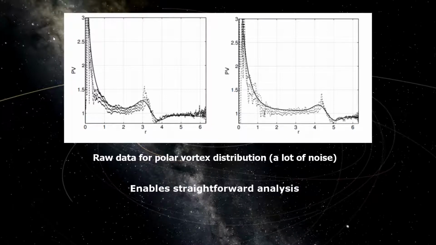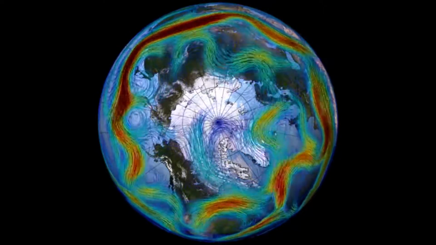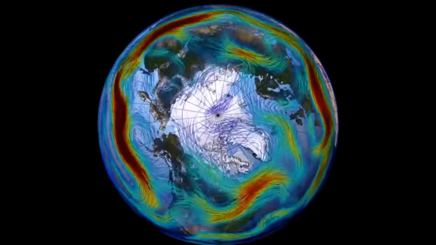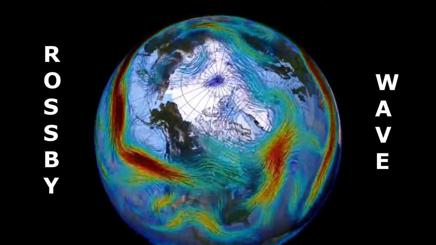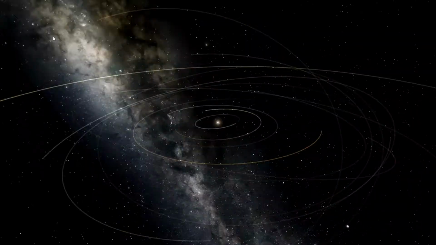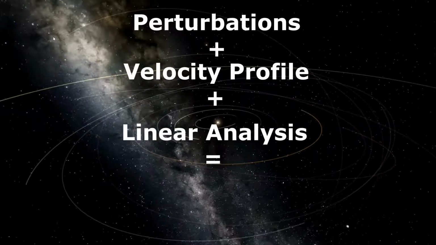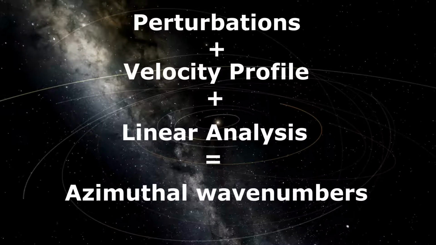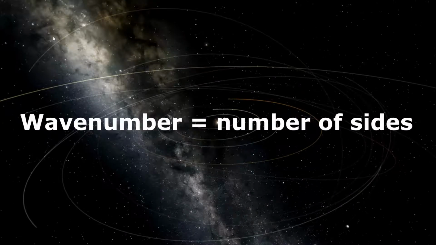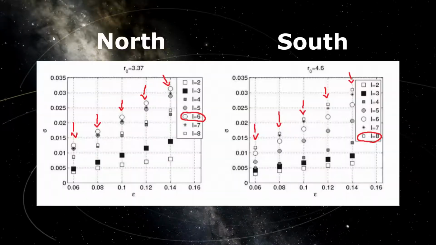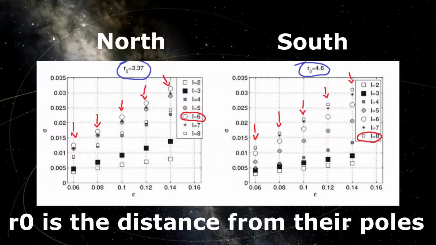analysis of possible instability. On Earth, we have a predictable wind pattern across the northern hemisphere. This is called the Rossby wave, which has a certain wave number. After including perturbations in the velocity profile and performing a linear analysis, we can acquire a favorite number of azimuthal wave numbers. And since a Rossby wave creates a standing wave, the wave number shows the number of sides an emerging shape is going to have. Results show that a northern vortex is more likely to create a hexagon, while the southern vortex is more likely to create an octagon. The main difference between the two is the distance from their respective poles.